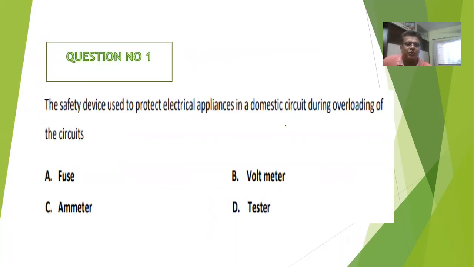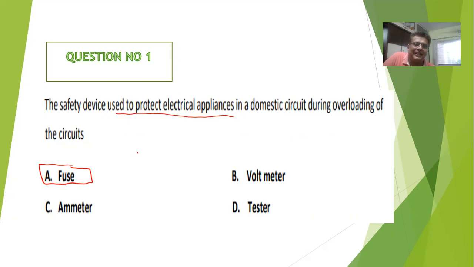The safety device used to protect electric appliances. Look at this. It is used to protect electric appliances in a domestic circuit during overloading of the circuit. And you must remember that fuse is the right answer. Now, this is the question which I put in this manner, correct? But what is the use of fuse?